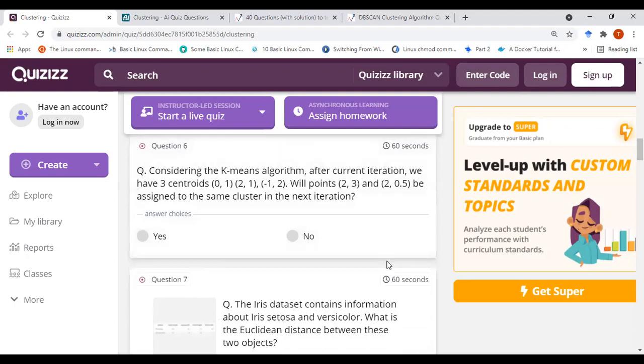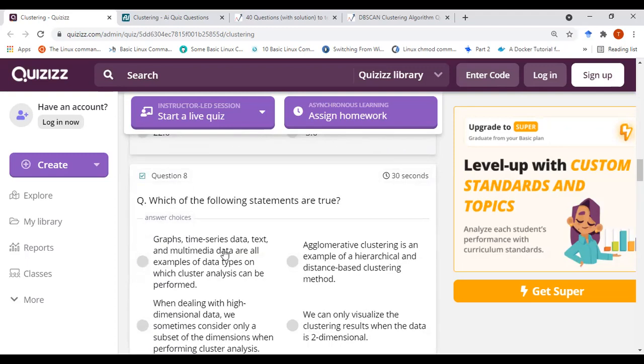So we have three centroids. We are given this here. Will points 2, 3 and 2.5 be assigned to the same cluster in the next iteration? We just have to find the distance from each of these points to each of these centroids. So 2, 3, it is closest to which centroid? Two three should be closest to 2-1. And what about 2.5? After 2-1, so they will be in the same cluster. Okay?